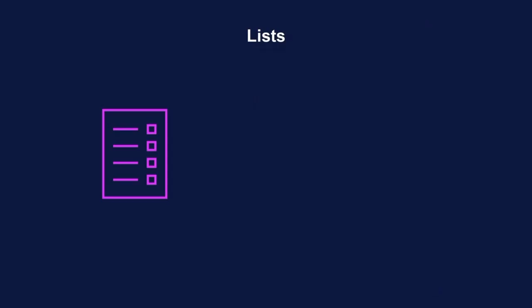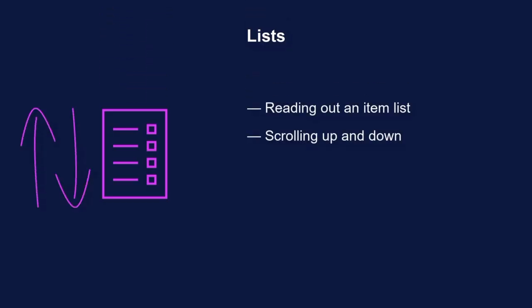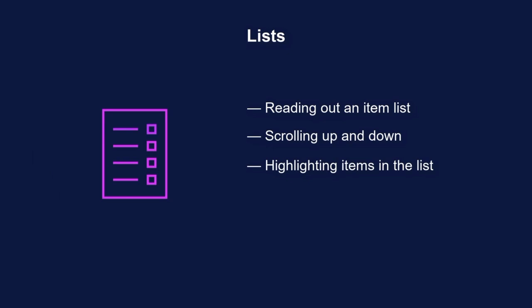The basic operations for working with lists using voice include reading out an item list, scrolling up and down the page with voice, highlighting items in a list, and filtering the list by the user's request. The next UI element is content. This can be a page, a screen, or a view in your app. This is the body or the main part of what the user sees on the screen.